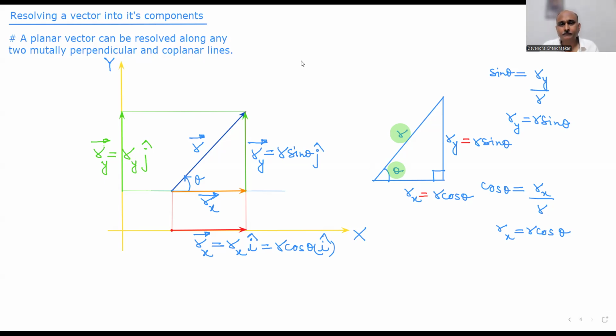Noted, all of you? Chalo, shabash. So now a planar vector can be resolved along any two mutually perpendicular and coplanar lines. This is what you need to remember, right?